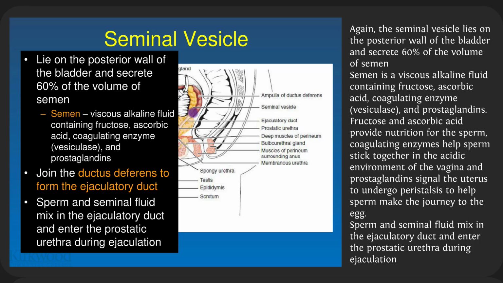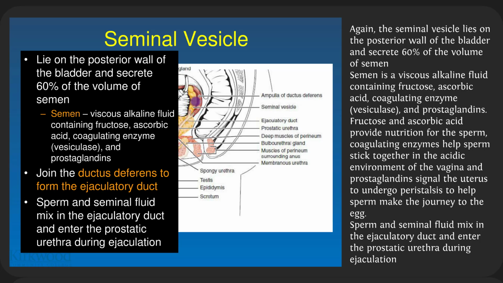Again, the seminal vesicle lies on the posterior wall of the bladder and secretes about 60% of the volume of semen. Semen is a viscous, so thick, alkaline, basic fluid containing fructose, ascorbic acid, coagulating enzyme, and prostaglandins. Fructose and ascorbic acid provide nutrition for the sperm. Coagulating enzymes help sperm kind of stick together in the acidic environment of the vagina. And prostaglandins signal the uterus to undergo peristalsis. It actually moves or contracts in unison or in waves to help sperm make the journey to the egg.